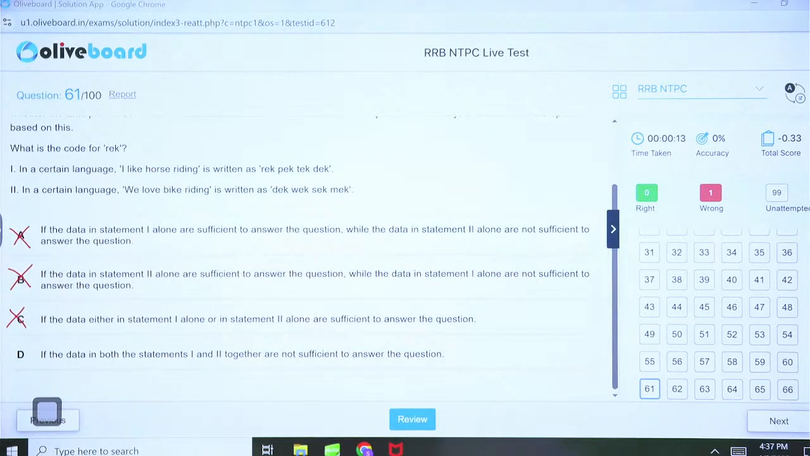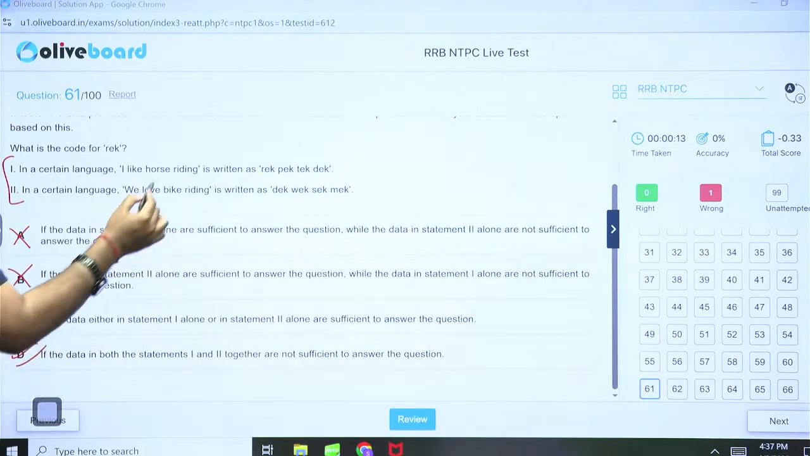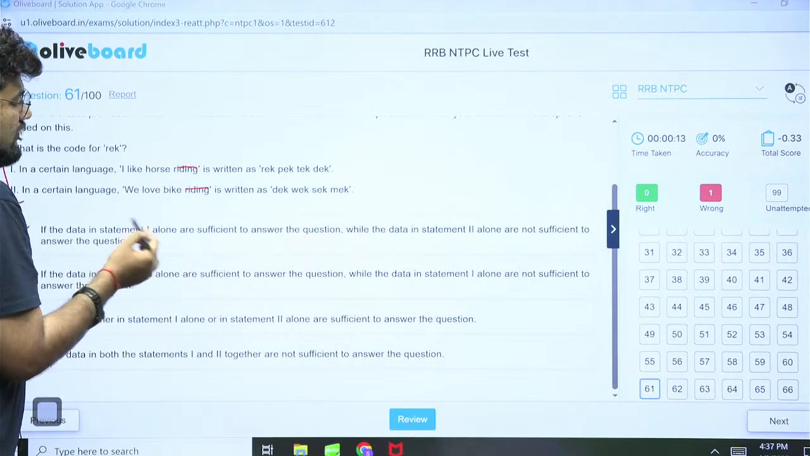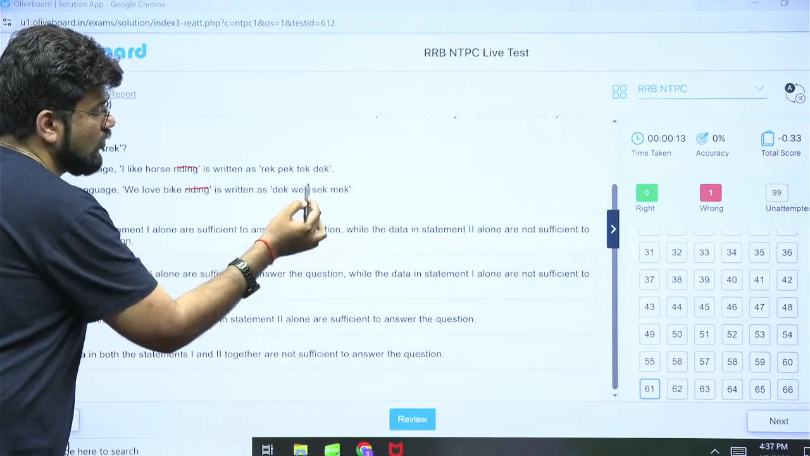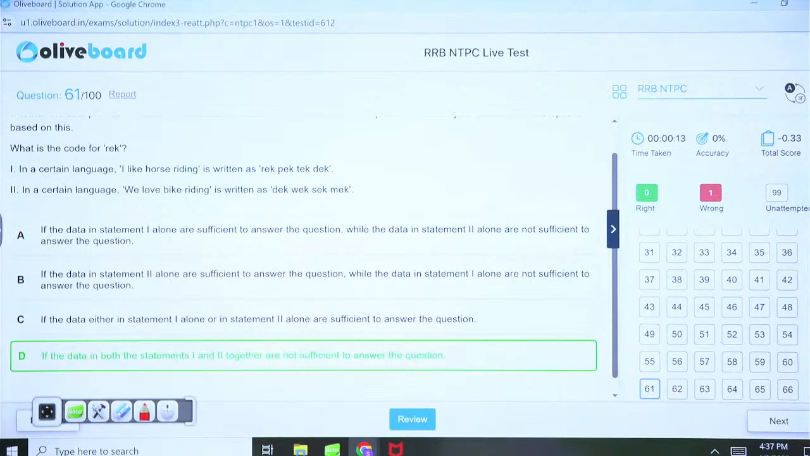Okay. Now there is only one option which is left, that is data in both the statements together are not sufficient, because even if you take them together, you will see that the code for rec is still not identified by both of them. We can delete only riding here, nothing else, and what is common here is dec. That's all, right? So option D is the correct answer. Option D is the correct answer. Clear?